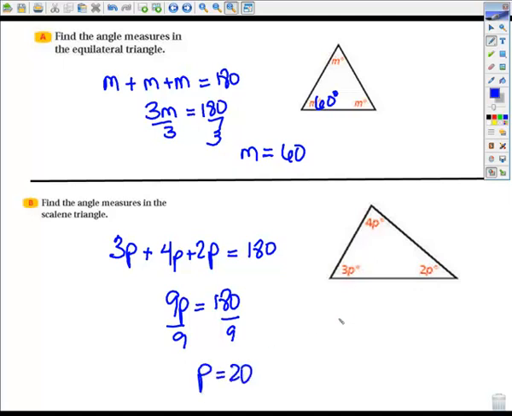Now that's not giving me my angle measure. That just tells me that p is 20. So this angle is 4 times 20. So this one's 80 degrees. This angle is 3 times 20. So this angle is 60 degrees. And this is 2 times 20. So this angle is 40 degrees. And if we add them around, 60 plus 40 plus 80 is 180 degrees. So it does work out for us.